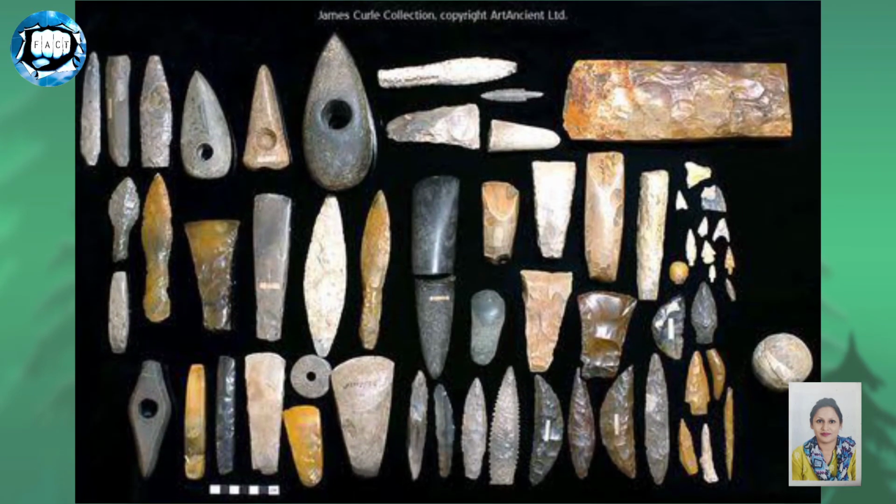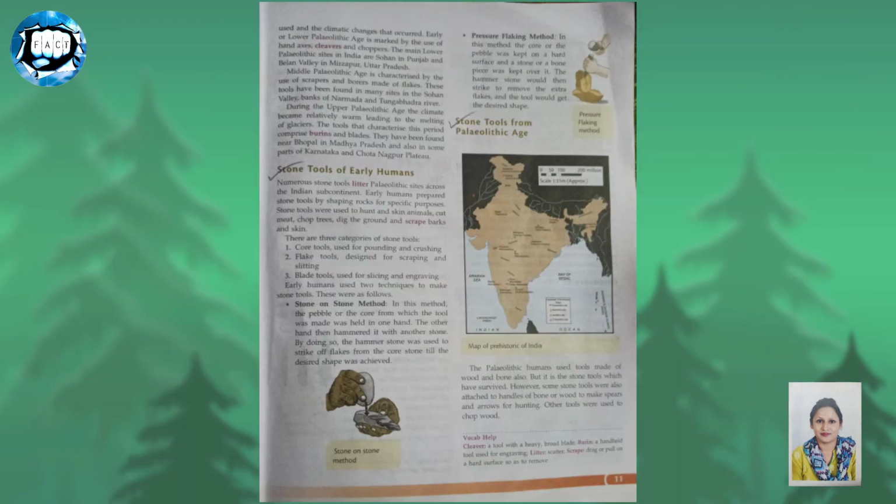Stone tools of early humans. Numerous stone tools litter, which means scatter, Paleolithic sites across the Indian subcontinent. The early humans used to prepare stone tools by shaping rocks for specific purposes. Stone tools were used to hunt and skin animals, cut meat, chop trees, dig the ground, and scrape barks and skin. The meaning of scrape is to drag or pull on a hard surface so as to remove.